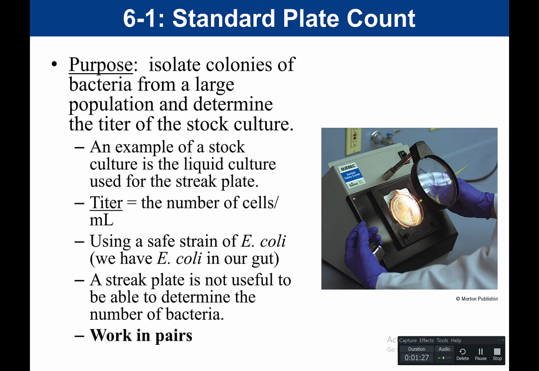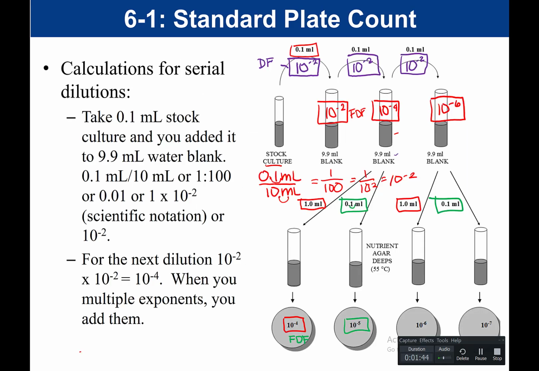And so the other thing that you want to know from this is that we can't use a streak plate to quantitate the amount of bacteria. A streak plate can be used for isolation, but it's not used to determine our titer. So one of the things that you want to know for your standard plate count is how to calculate your dilution factors, meaning the amount you dilute each time. You should also be able to calculate the final dilution factor, both for the tubes in the serial dilution as well as on the plates. So you should be able to do that math.